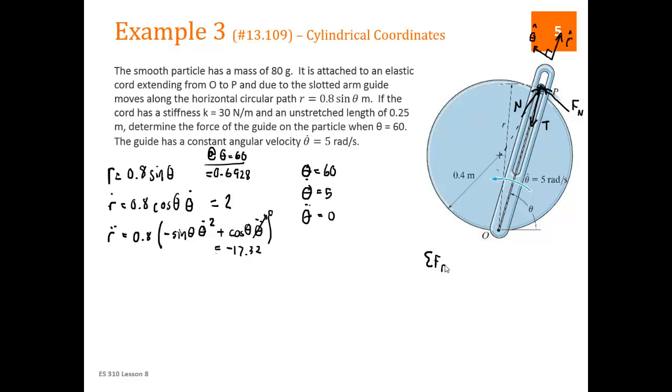So F_r is going to be negative T, plus the component of N that is along that direction. Let's take this angle here between T and N, and call that alpha. We need an angle, and we'll figure out what alpha is in a second. So N times the cosine of alpha, the adjacent, equals mass times the acceleration in r. The sum of forces in the theta direction: we've got F_N, all of which is in the theta direction, and part of N, which in this case is negative. So negative N sine of alpha, because that's the opposite part, equals mass times a_theta.